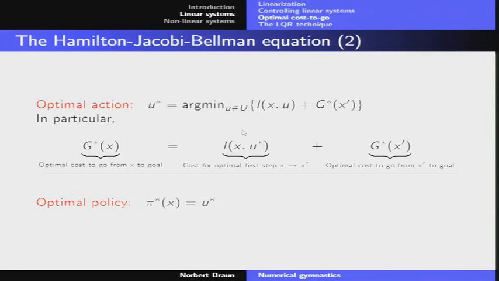In particular, of course, if we know the optimal cost to go, G star, then that gives us the optimal action, and it's just the minimum over all possible actions of that function. And again, intuitively, this should be relatively clear. The optimal cost to go from some point X to the goal has to be the cost for the optimal first step, and then the optimal cost to go from that place where we end up to the goal. And we also introduce the optimal policy, which we denote by pi star.